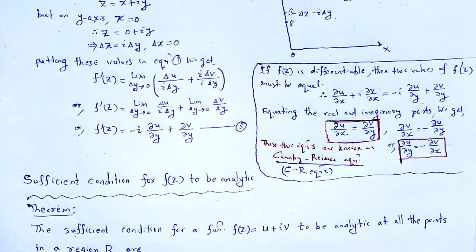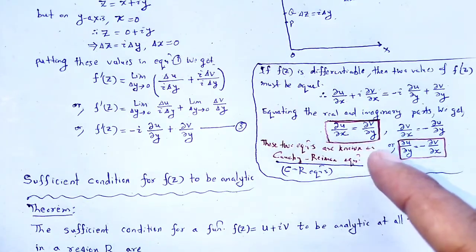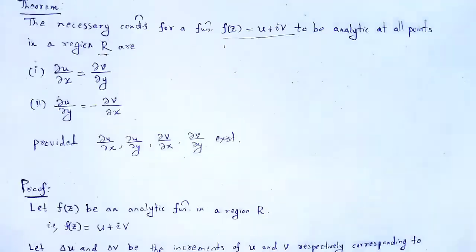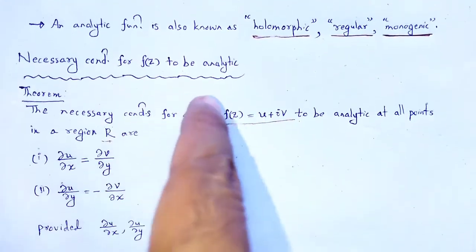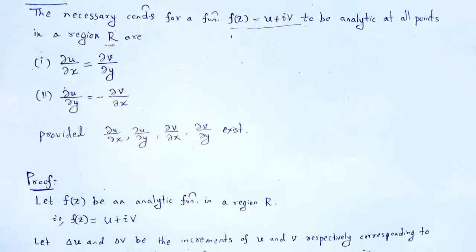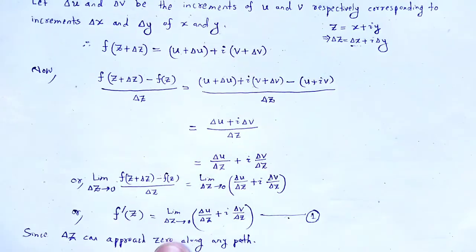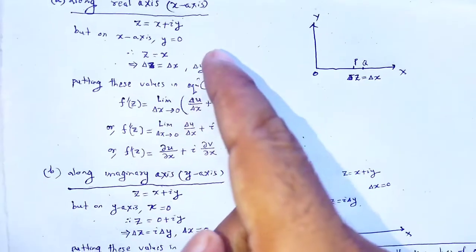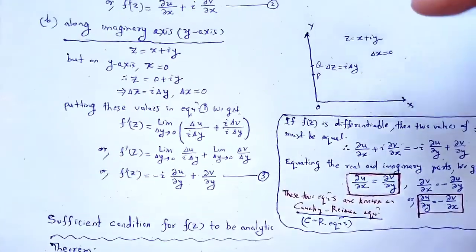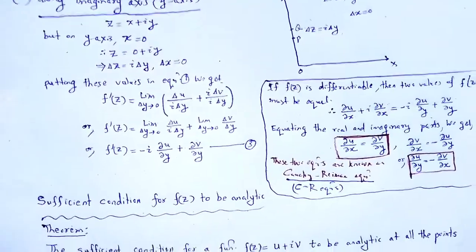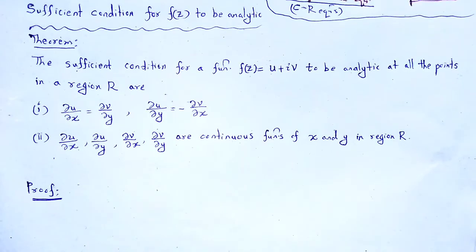When a function satisfies the Cauchy-Riemann equations, that is a necessary condition for that function to be analytic. You prove that condition along the real axis and imaginary axis and comparing these two, we have the equations. Next, the sufficient condition for that function f of z to be analytic.